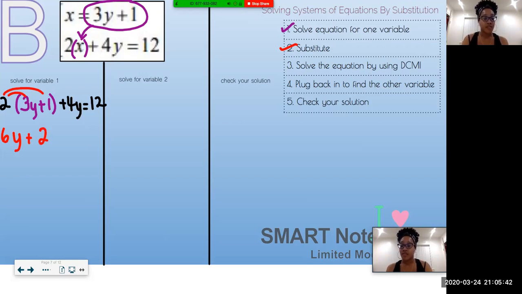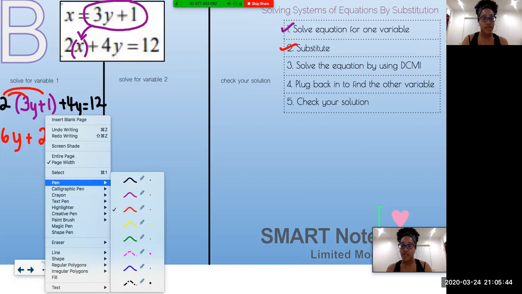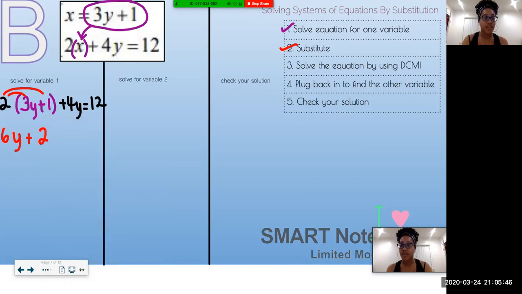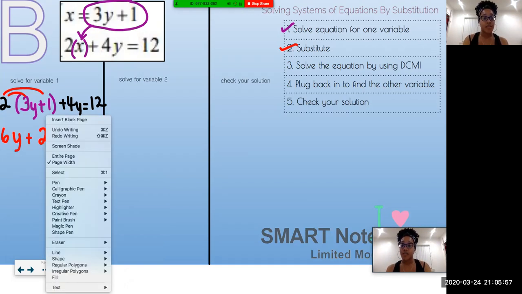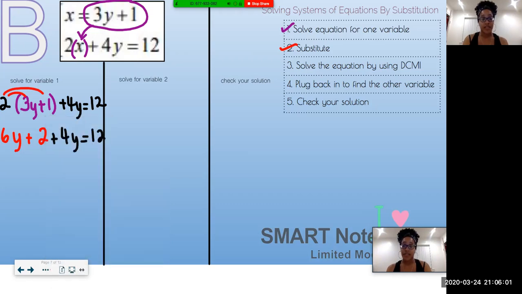And then I'm gonna just write again in black the information that came with the problem. So you see I'm not changing anything. Okay, so we distribute. Now we have to see, are there any like terms on both sides of the equal sign? That's the C, combine like terms. Is there? You see it? All right, I see it too.